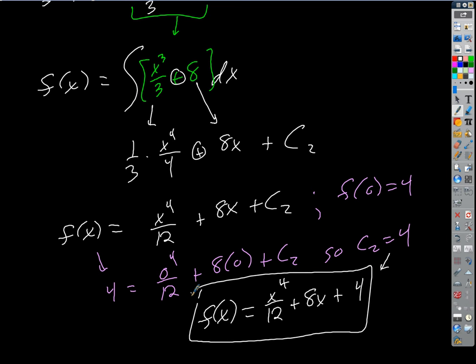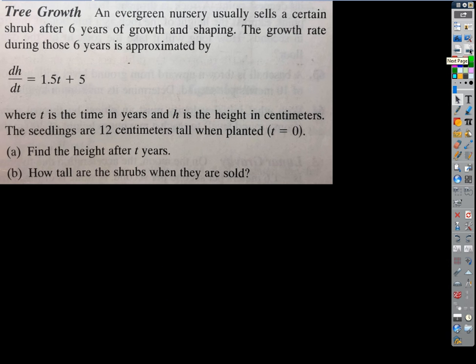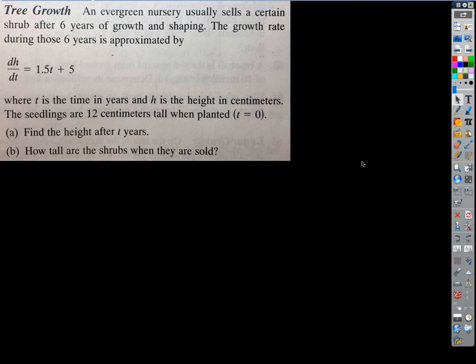Okay? Make sense? Okay? So we can do some cool stuff with this concept. What about a differential equation like this that means something? So we've got an evergreen nursery that usually sells a certain shrub after 6 years of growth and shaping. The growth rate during those 6 years is approximated by that function. Okay? So that's a differential equation, right? The derivative of h with respect to t is this. Another way of writing that would just be h prime of t. Okay?